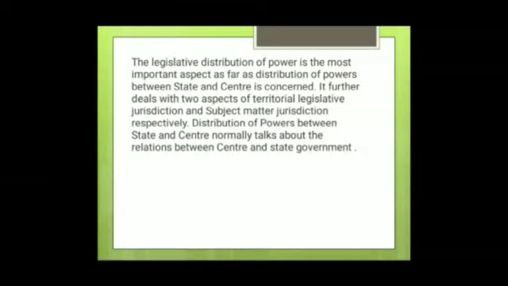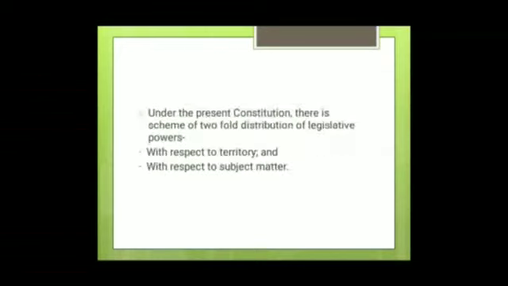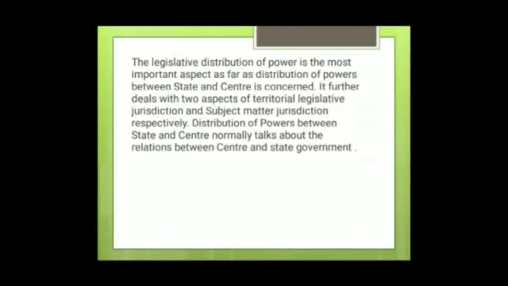Now, the 7th Schedule of the Constitution contains three lists: the Union list, the state list and the concurrent list. Right? However, if there is any conflict between a central law and a state law on a subject in the concurrent list, then the Union law should prevail. We'll be explaining about it later.